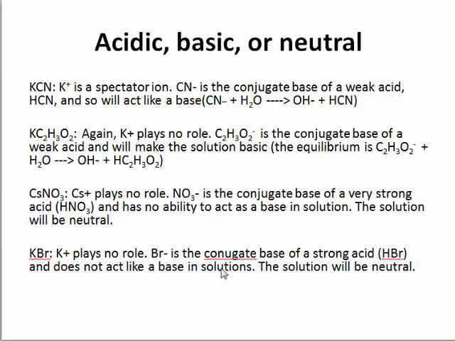Right, this concludes the lecture on conjugate acids and bases.